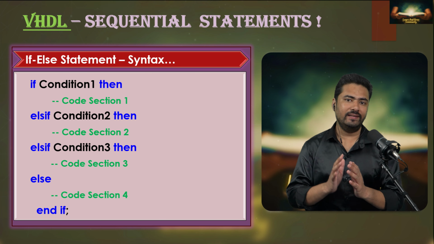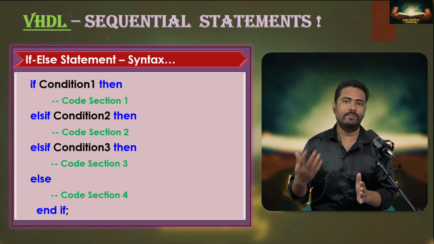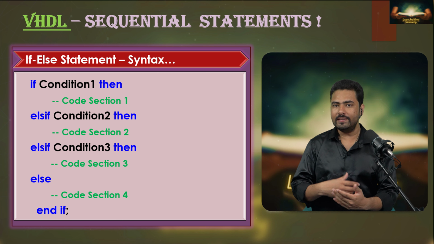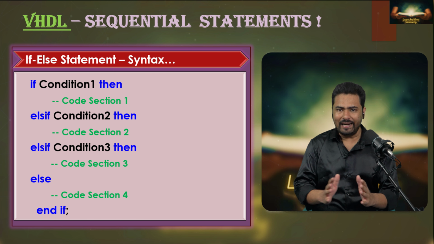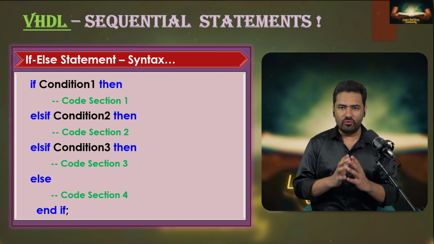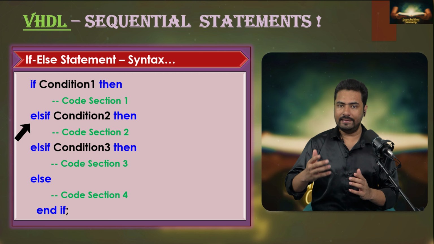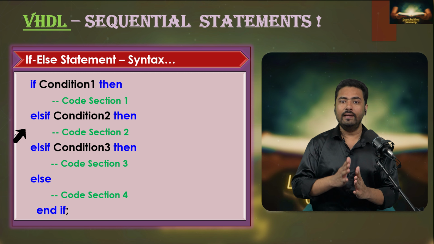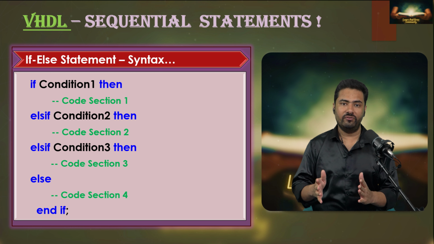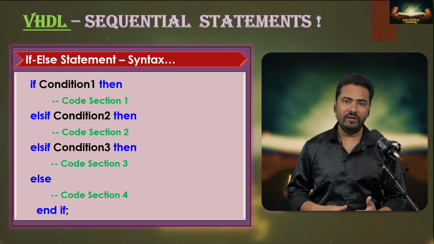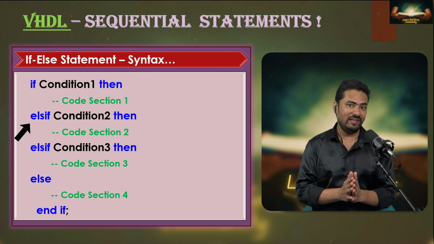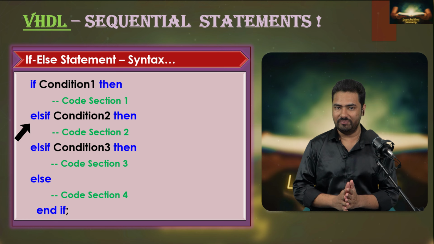The syntax here is very similar to C or C++. But if you notice the keywords, they are slightly changed in VHDL. So first of all, else if. It is not ELSEIF, it is ELSIF. So make a note of it that else if has a missing E in this VHDL keyword.